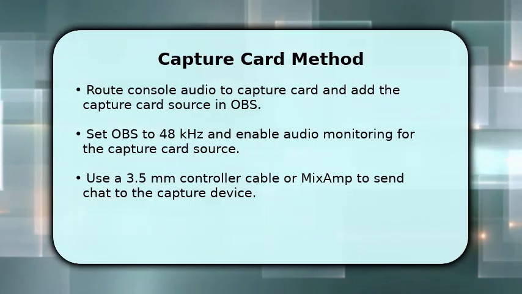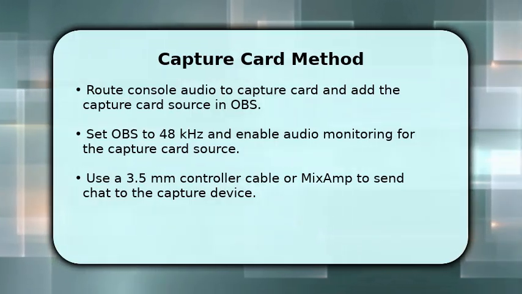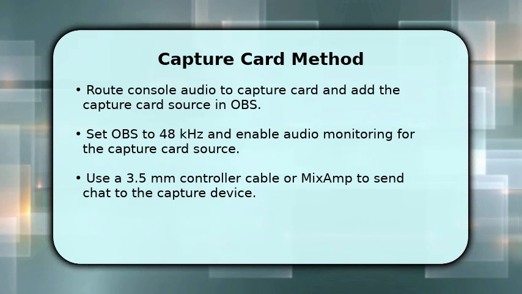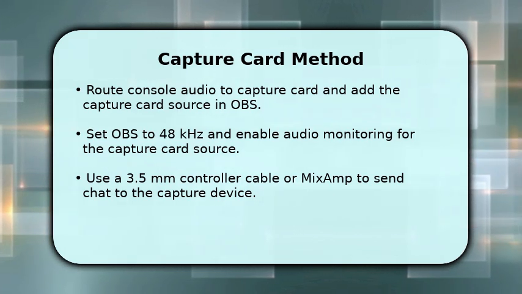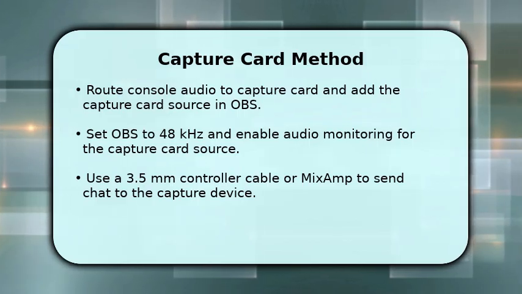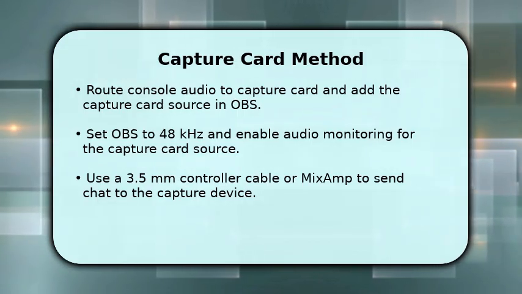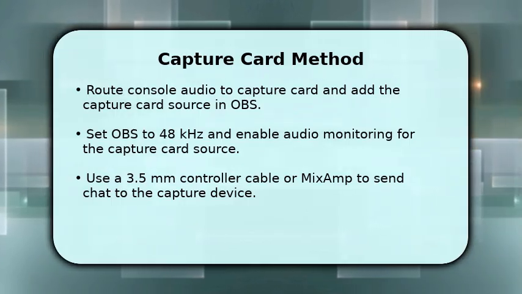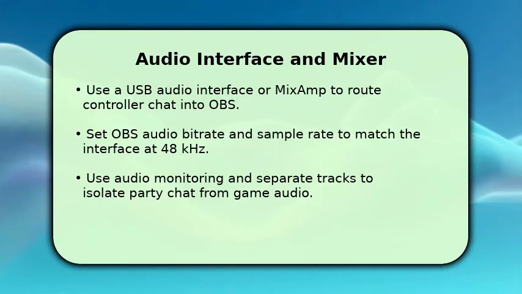If your controller chat does not travel over HDMI, connect a 3.5mm controller cable or mix amp to the capture input on the capture card. In OBS, set sample rate to 48 kHz and enable audio monitoring to confirm chat is audible. Adjust level.